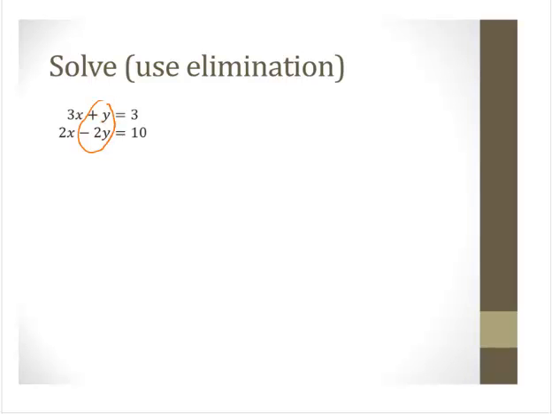I have a positive 1 and a negative 2. I want them to be opposites, so all I would need to do is multiply this y by 2, and that would give me a positive 2y, and I'd have the negative 2y to eliminate with. So I multiply the entire first equation by 2. The second equation I'm going to leave alone. So now this gives me 6x plus 2y equals 6. And the second equation is still 2x minus 2y equals 10.